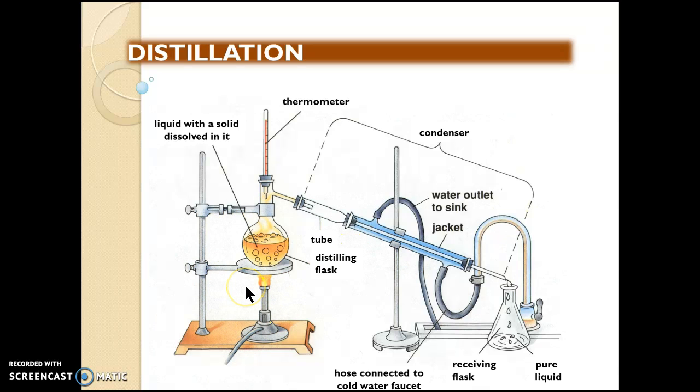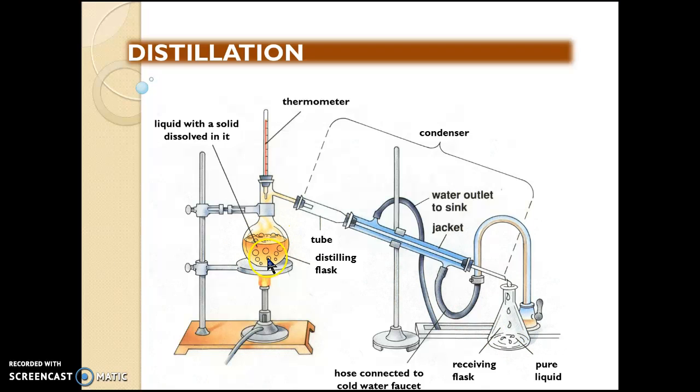We need heat because we need to warm up our mixture. So here we have a distilling flask that contains a liquid, for example in this exercise, with a solid dissolved in it. Let's say water and salt. To control the process we need a thermometer. And to cool down the vapors that are produced while heating up, we need a condenser. This cools down our vapors so that they get liquid again. And we need, of course, a receiving flask, and what we will receive is pure liquid.